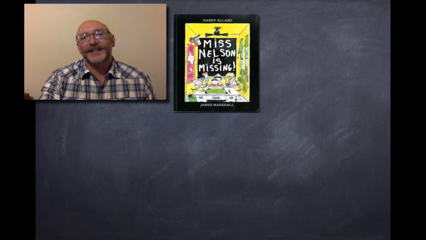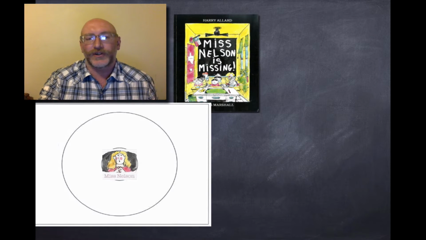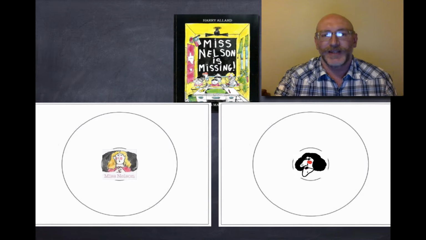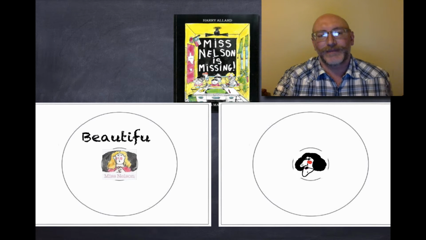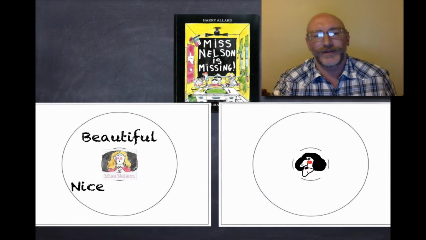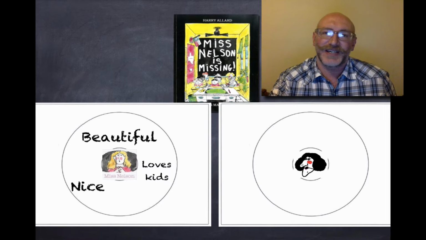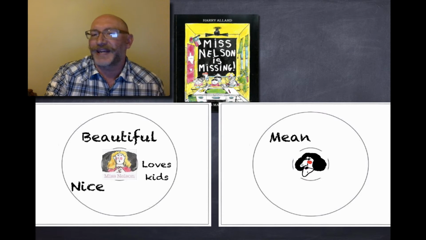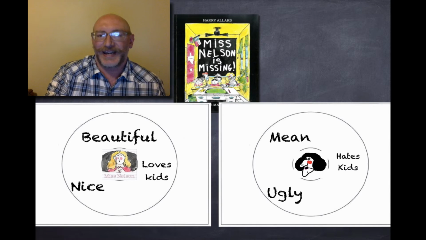While we read that as a class, everyone made two circle maps, one for Miss Nelson and one for Miss Viola Swamp. Some of the words you may have put down for Miss Nelson would have included beautiful, nice, and loves kids. Some words you might have used for Miss Viola Swamp could be mean, ugly, and hates kids.